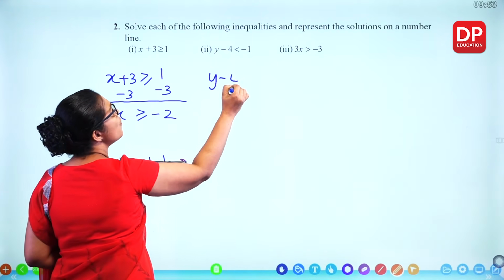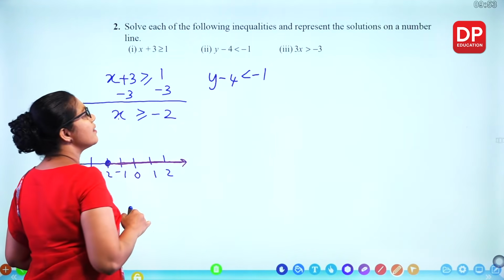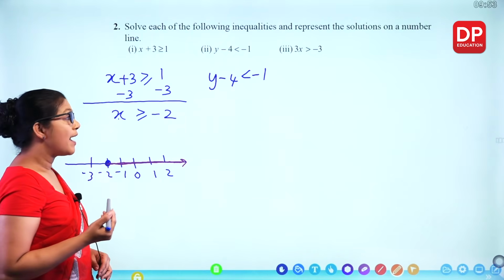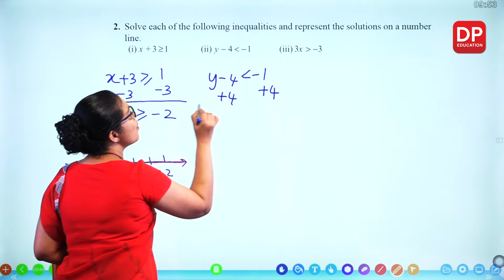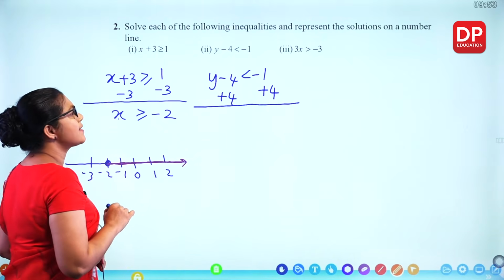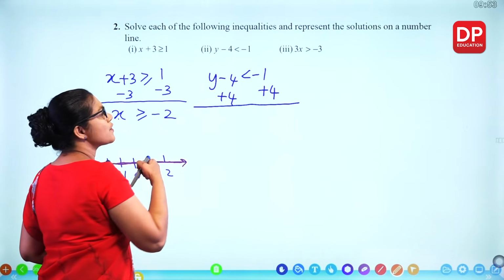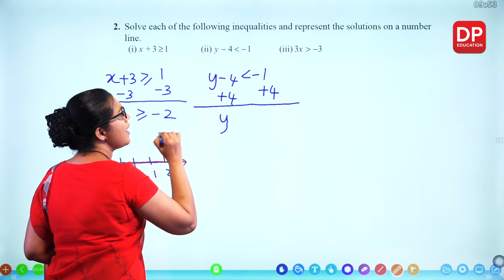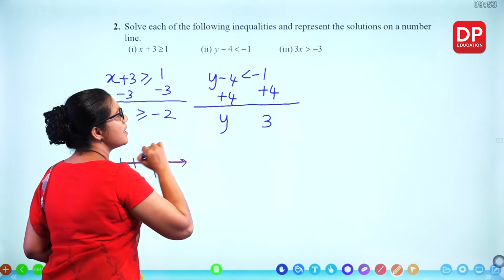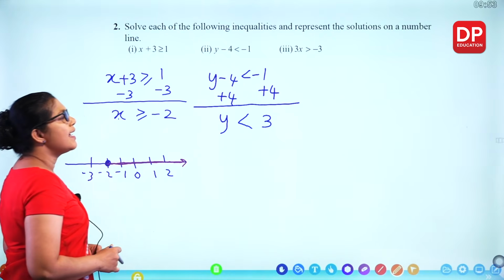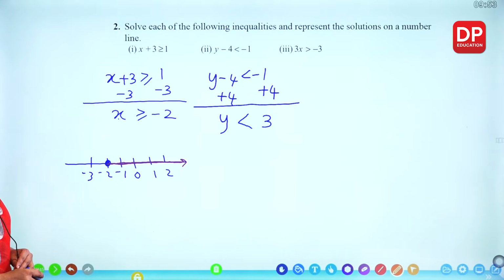y minus 4 less than minus 1. I need to get rid of minus 4. Add 4 to both sides. What happens? Minus 4 and plus 4 get cancelled out. You get y, minus 1 plus 4, you get 3. So y is less than 3.